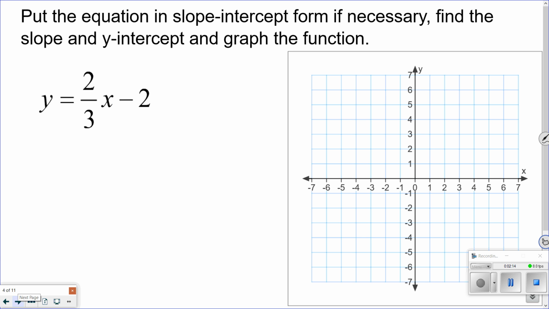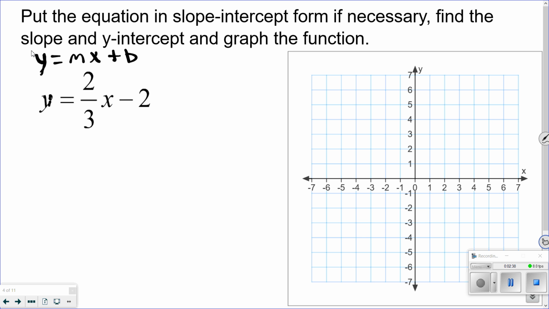All right, so it says put the equation in slope-intercept form if necessary. Find the slope and the y-intercept and graph the function. So slope-intercept form is this, y equals mx plus b. The way you can tell is the y should be by itself. So I look over here, the y is by itself. So this is in slope-intercept form, right? y equals something times x plus or minus a number.